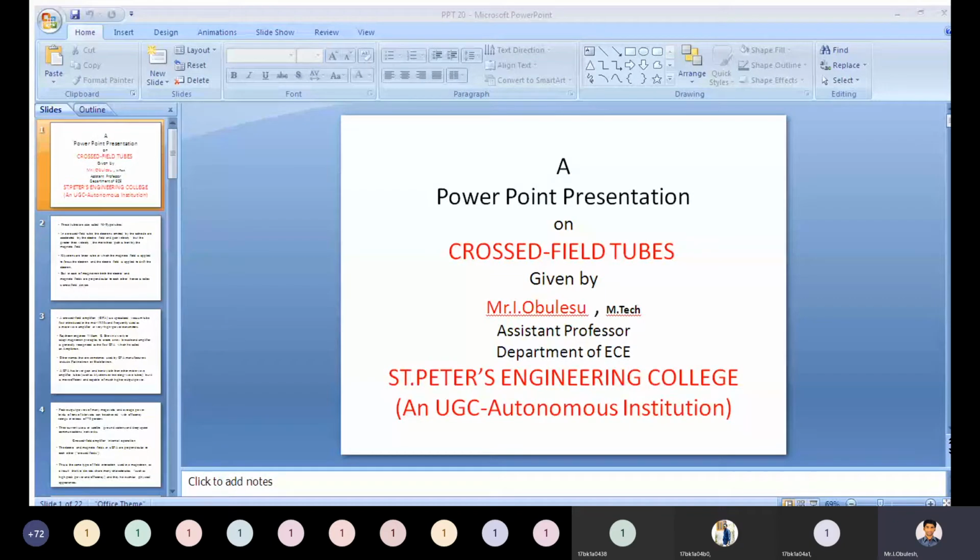A crossed field amplifier, CFA, is a specialized vacuum tube first introduced in the mid 1950s and frequently used as a microwave amplifier in very high power transmitters.